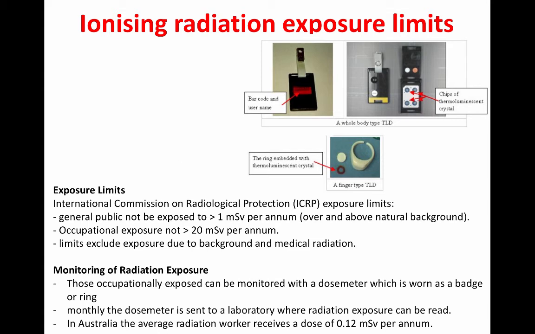We measure in millisieverts, and those people who are occupationally exposed to ionizing radiation should be monitored with the dosimeter worn as the badge or the TLD reader at monthly intervals. That's sent to a laboratory where the radiation exposure can be read. And in Australia, the average radiation worker receives a dose of 0.12 millisieverts per annum, which is well within the guidelines.